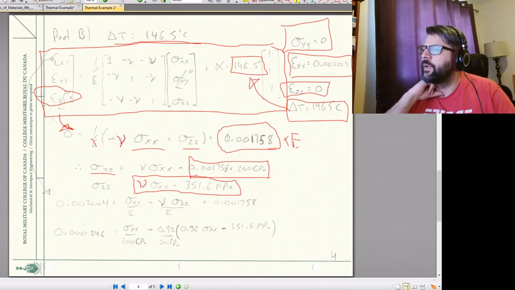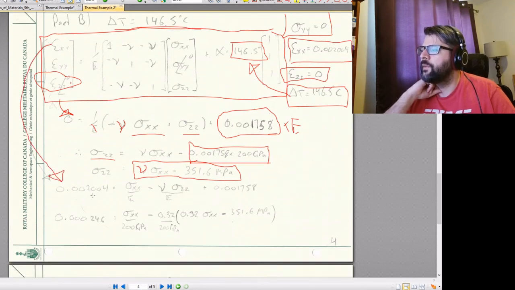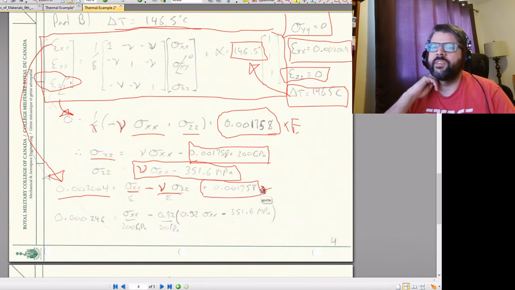Next up, we know what the result in here is, so we're going to plug that in. So we've got our known strain, and then again just our x stress divided by Young's modulus minus our Poisson's ratio times the z stress divided by Young's modulus, and then again our expected thermal expansion at this temperature. That's the thermal expansion we would see if the thing was completely unconstrained.